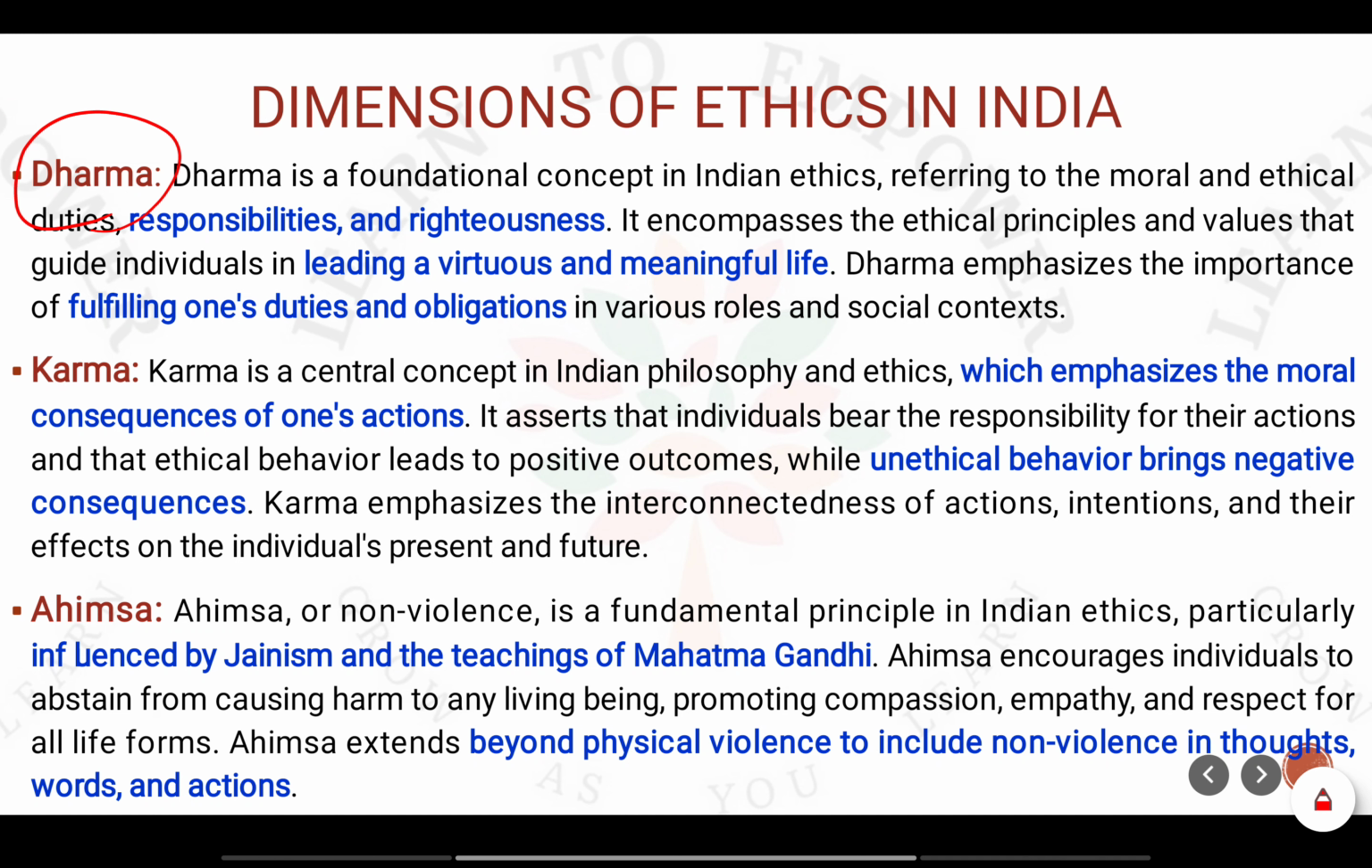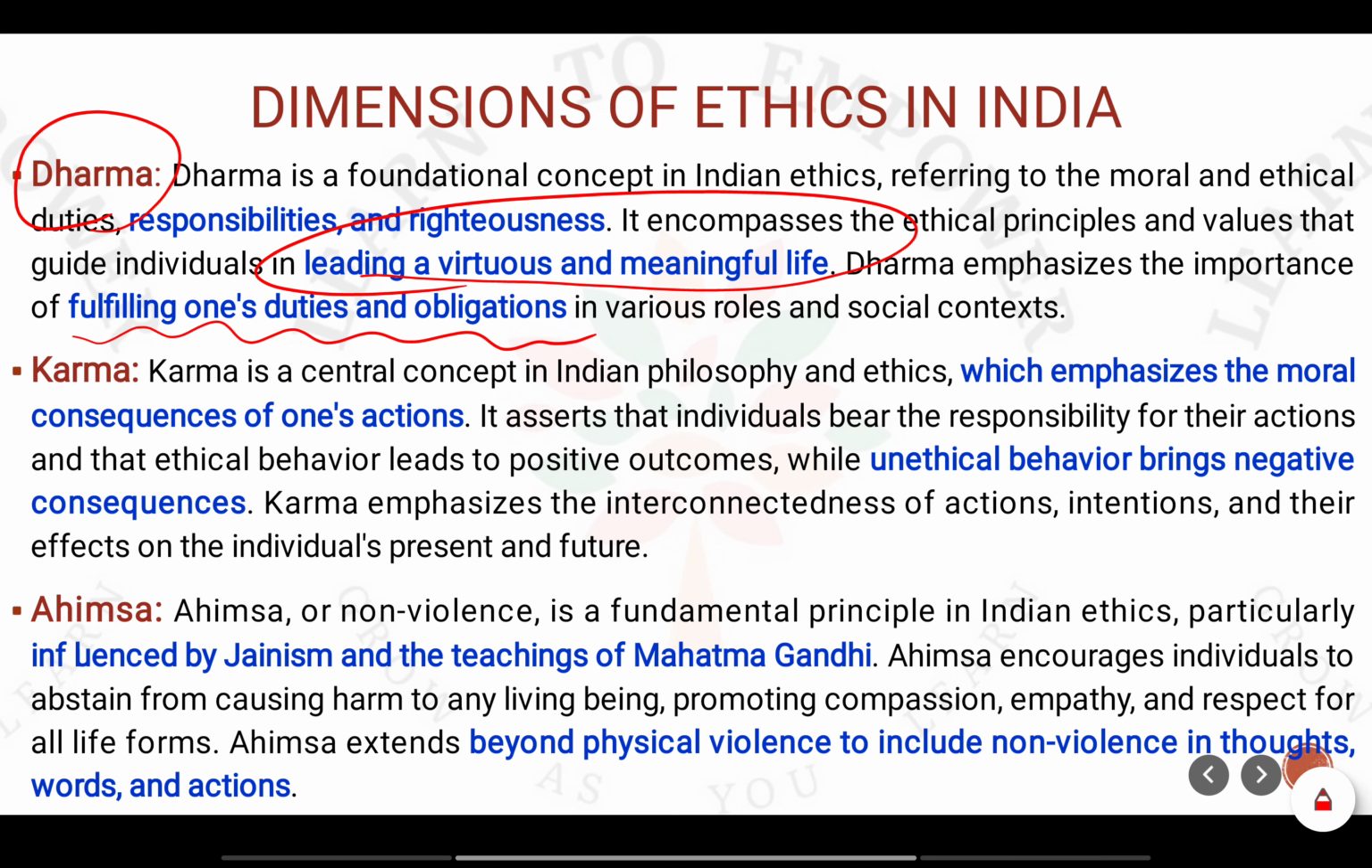What is meant by dharma? Dharma means duty. Dharma means responsibility. Dharma means the righteousness a person should follow, right or not? The duty of the people to follow in a right direction, that is dharma. This duty, when followed, leads to what? A virtuous, meaningful life for the person. And moreover, dharma emphasizes the importance of what? Fulfilling one's duties and obligations.